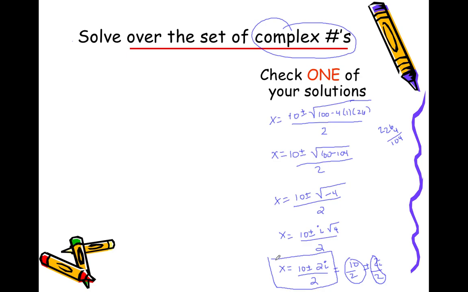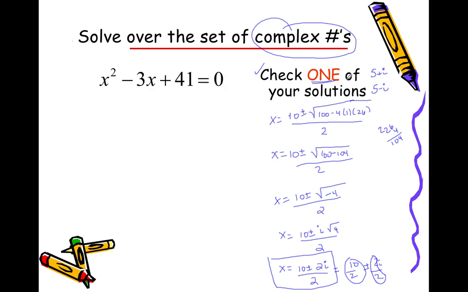I want you to check one of your solutions. To check one of my solutions, the 5 plus or, oh, how many solutions did I get, by the way? I got 2. Remember, my solutions are 5 plus i as well as 5 minus i. I only ask that you check one. Pick your favorite. Most people pick the positive one. We're just a positive human race, right?